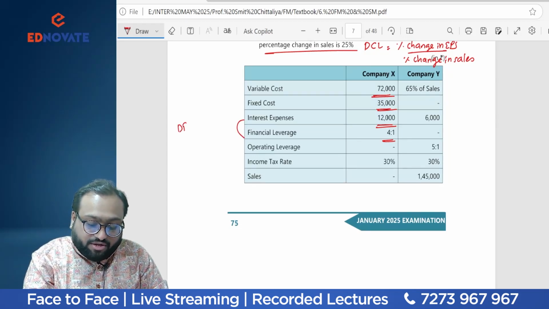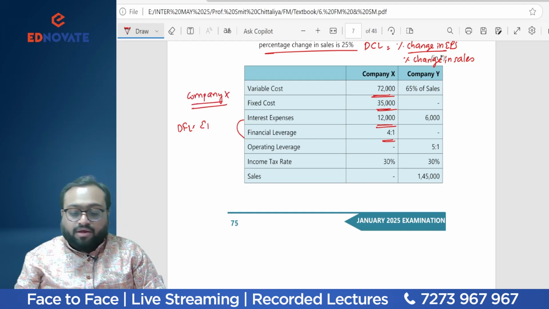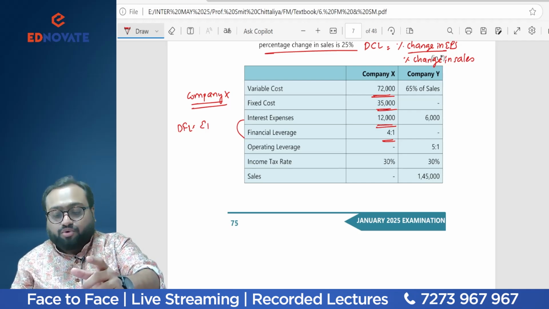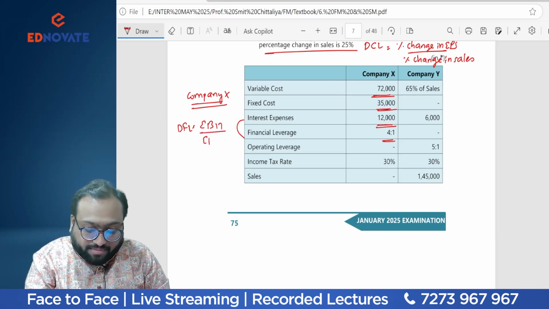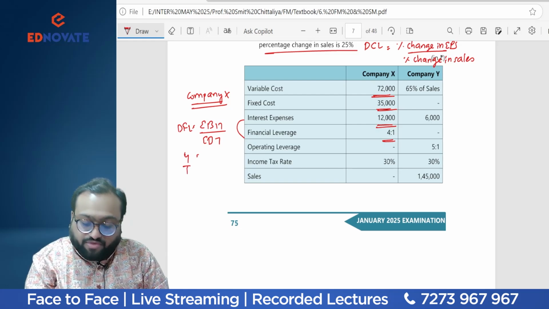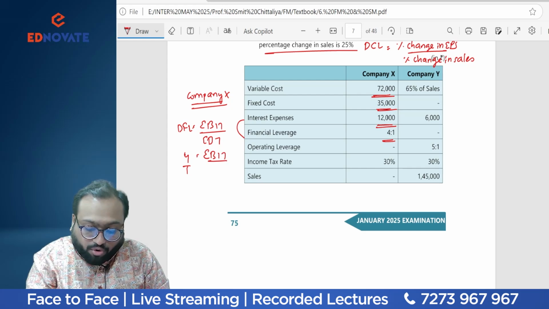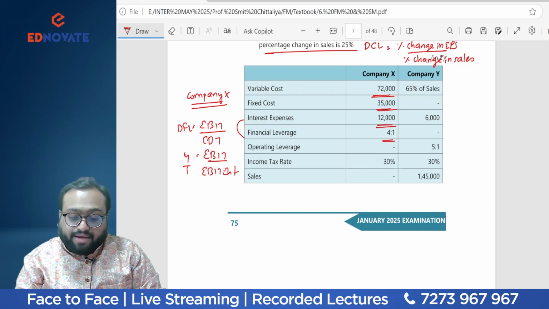What is the formula of degree of financial leverage? I'm doing for company X. I'll just give you the hint for the same. It's a very easy sum. Whenever you find a connection between two items or two variables, use that point only because that will be the starting point. DFL is EBIT upon EBT. And we have DFL of 4 upon 1, 4:1. So I don't have EBIT, but I can say EBIT upon EBIT minus interest because I have interest. And with the help of this, you can find out the EBIT.